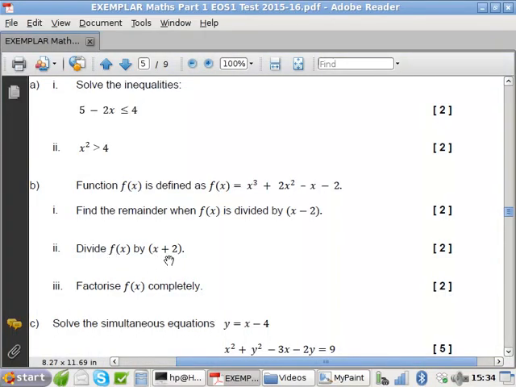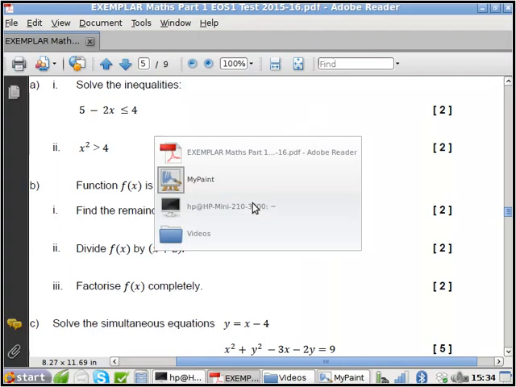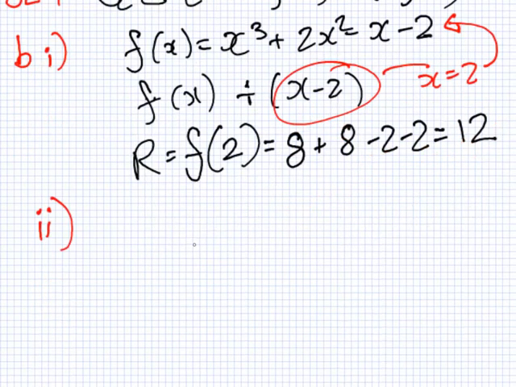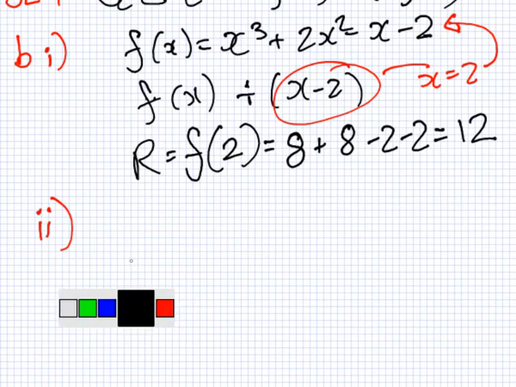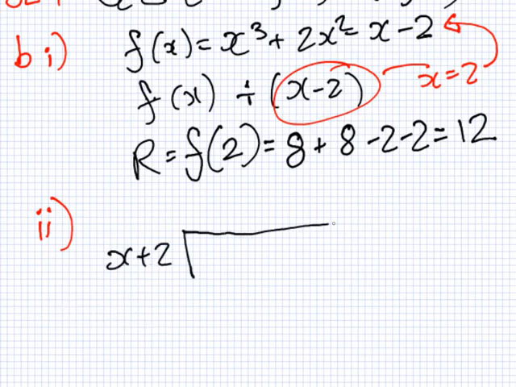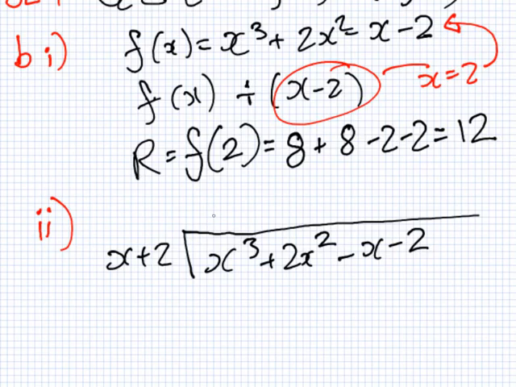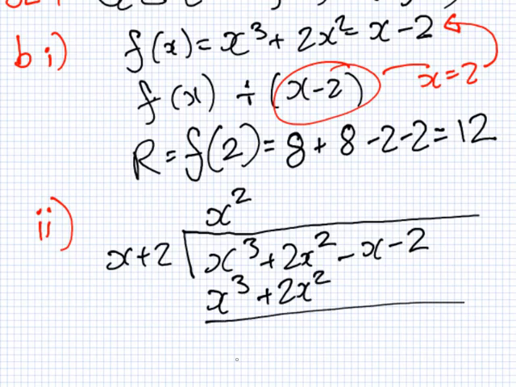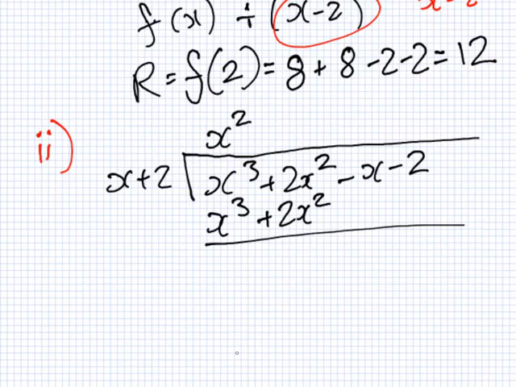Divide by x plus 2. And now here they want you to do the long division. So x plus 2 divided into the same cubic. X cubed plus 2x squared minus x minus 2. Here I get x squared, and this will be x cubed plus 2x squared. Oh, so easy. Because these both cancel, leaving you with minus x minus 2. So this has to be minus 1, so this has to be minus x minus 2, which is 0.